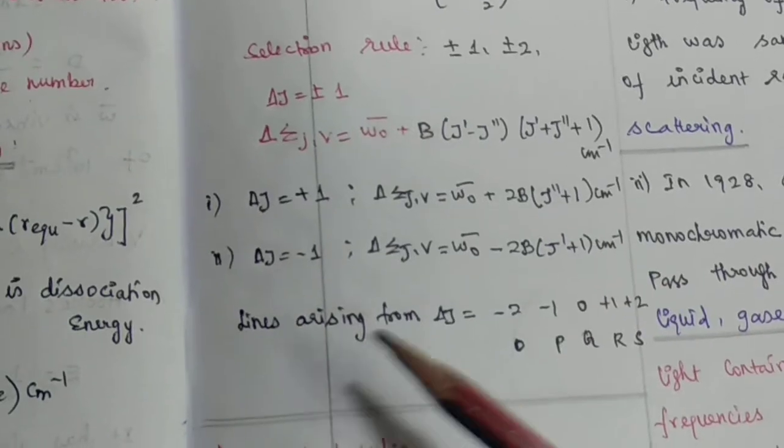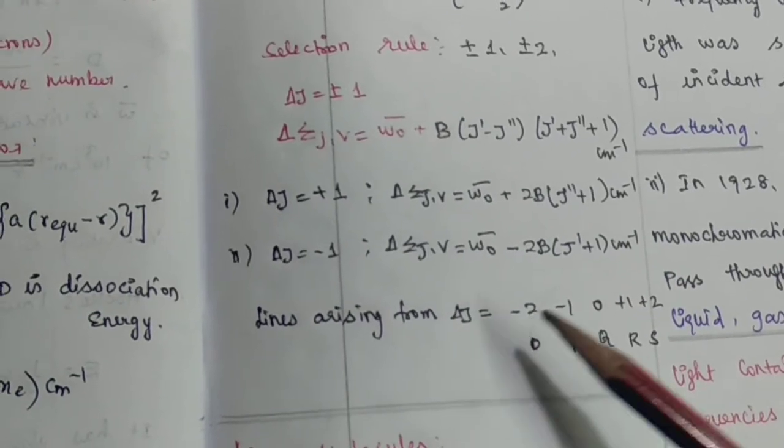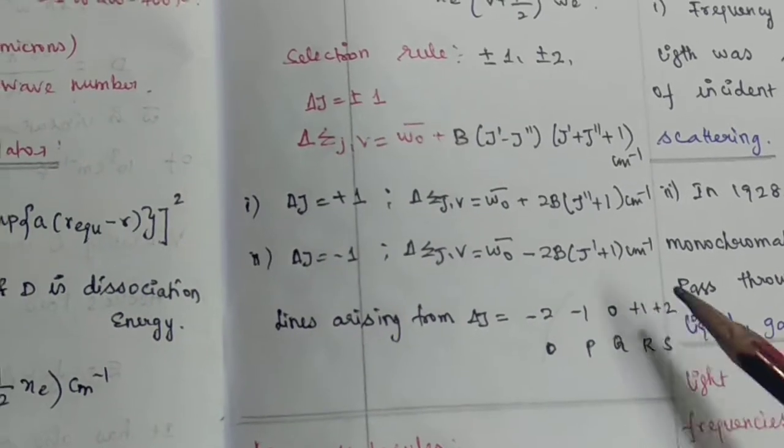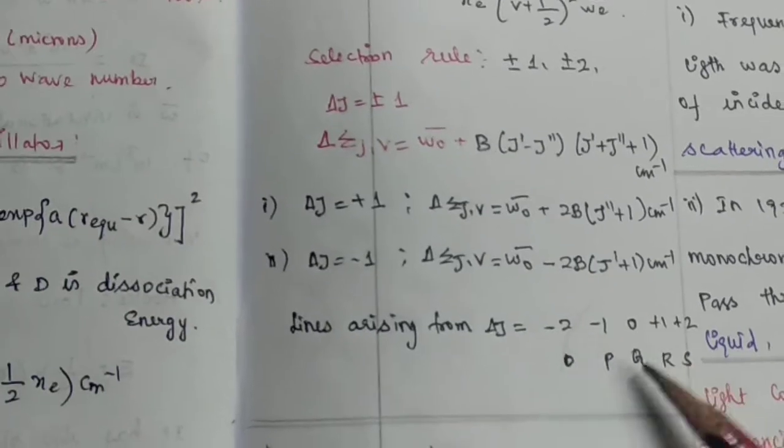So in this case the lines arise from delta J equal to minus 2, minus 1, 0, plus 1, plus 2. Now we have to get these cases.